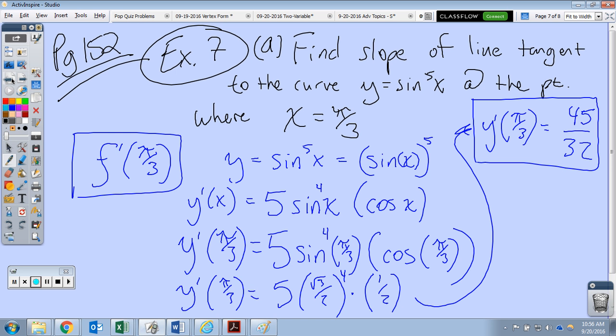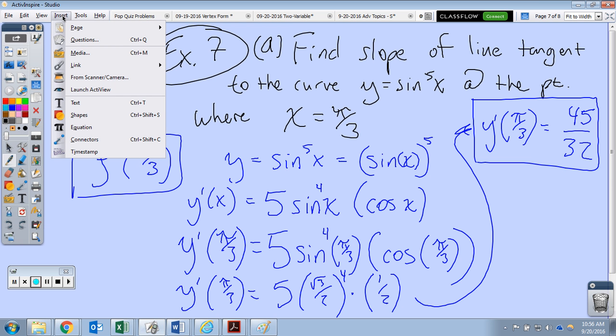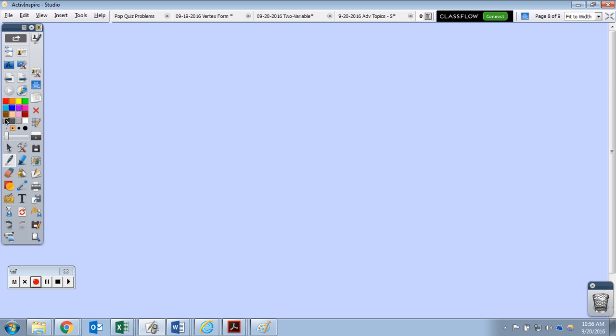So let's go ahead and answer part B. Now this was part A. Let's insert a page after and figure this out. So part B says, show that the slope of every line tangent to the curve is positive.